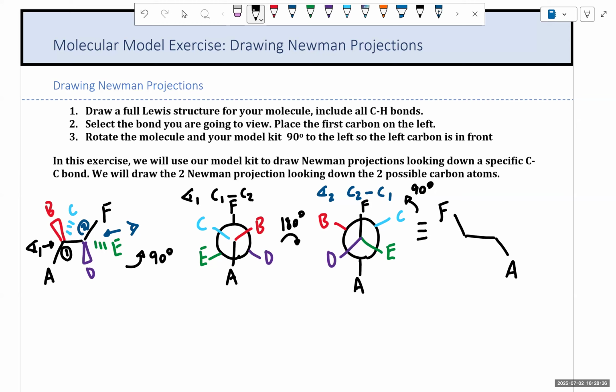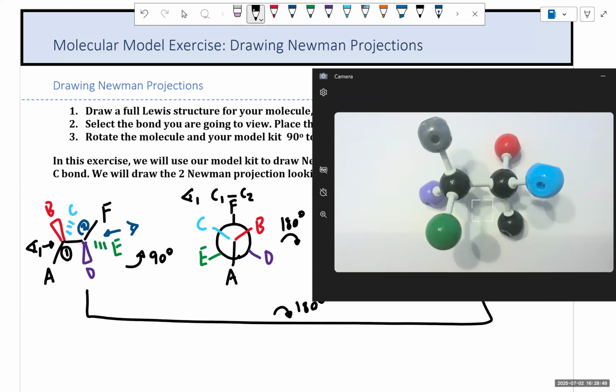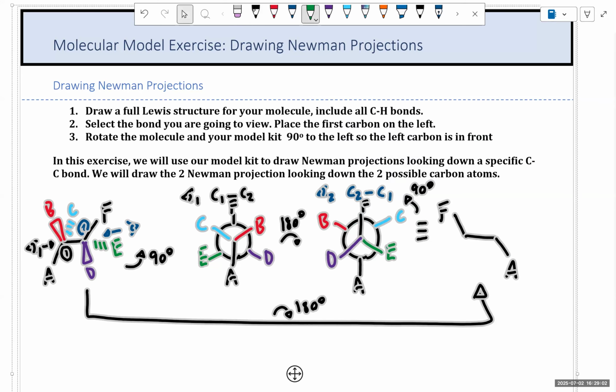Essentially what we've done, and I'll show you this momentarily, is we've taken our initial Dash-Wedge structure and rotated it 180 degrees. So let's draw what we see now. We have atom F pointing up. We have atom E in green with a wedge pointing towards us. Atom D in purple has a dash pointing away from us. So let's draw that.